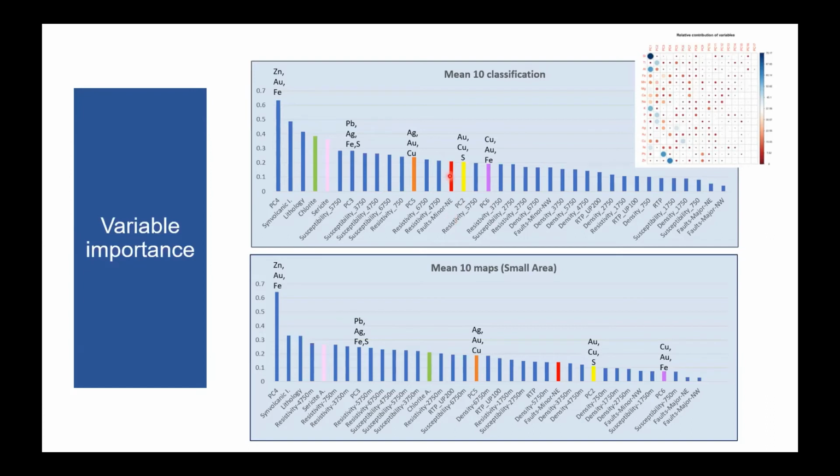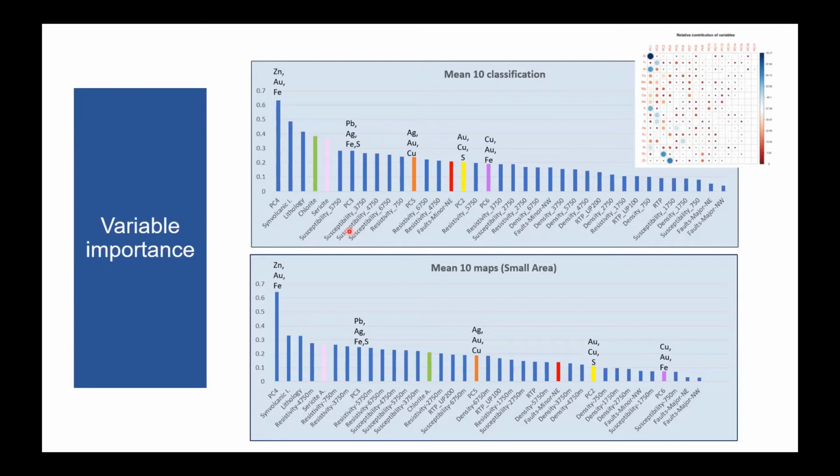And proximity to minor northeast trending faults also has some reduced importance in the new map. The same applies for PC2 and PC6. We can see that they have now lower importance.